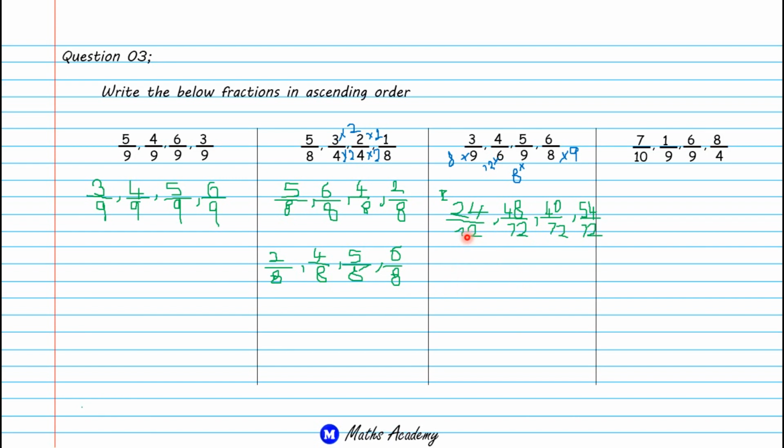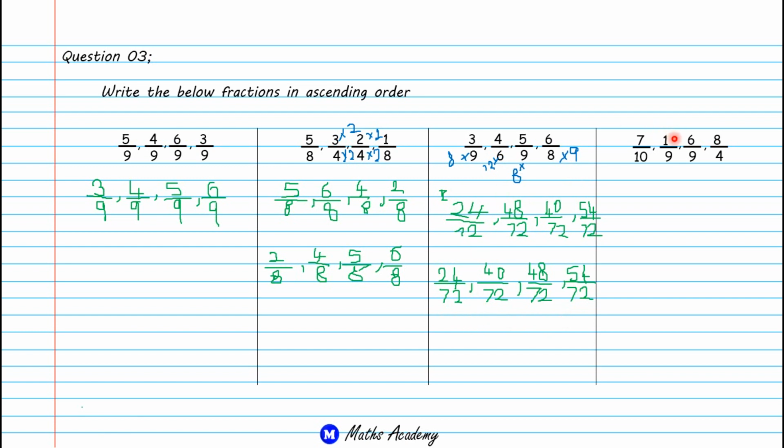When you see it, you can see that 24 is the smallest out of all. So you can put 24 as the first one, and then 40 over 72, and then 48 over 72, and then 54 over 72. So this is the ascending order of these fractions.